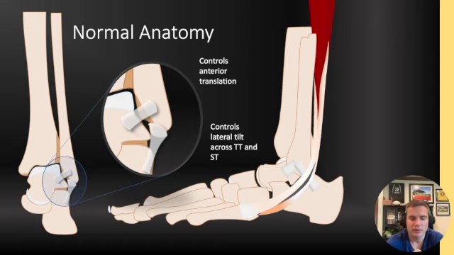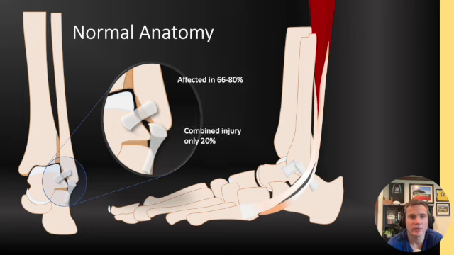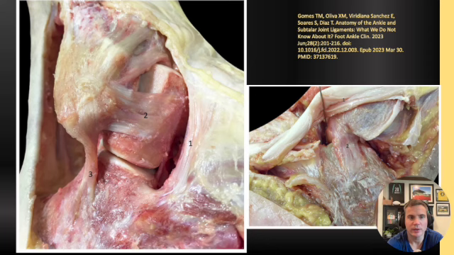The normal anatomy consists, we're going to focus the most on the ATFL and the CFL. So ATFL controls our anterior translation, whereas the CFL controls our lateral tilt across both the tibiotalar and the subtalar joint. Interestingly, if you look at MRI of injured ankles, ATFL is most frequently injured in isolation. So we want to think about that one. That's a great test question. And only 1 out of 5 actually have a combined injury.